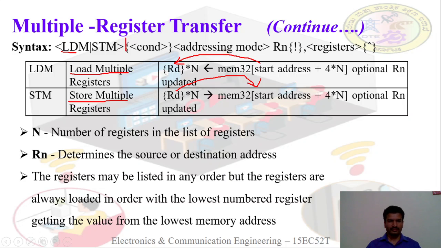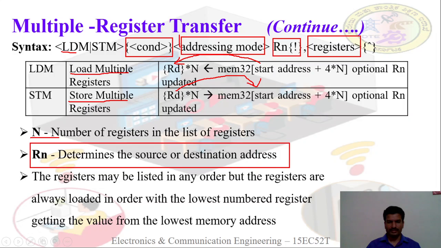This is the condition, which is optional. LDM and STM instructions are also conditionally executed. Then the addressing mode: we have different addressing modes supporting multiple register transfer also. I will explain it in the next slide. Then Rn is used to hold the starting address of the memory, and these are the register set. Here we can use n number of registers in the list, where n is the number of registers in the list. Rn determines the source or destination address.